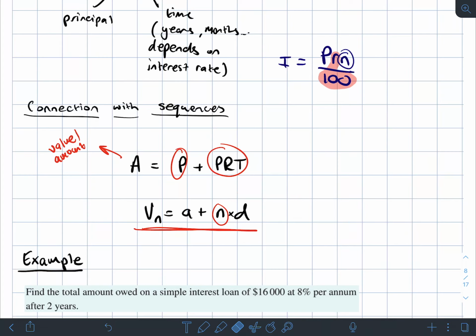Okay, so let's connect this formula to the simple interest formula. This A here represents Vn, which is just the value at some point. This P here is the initial term, which is the V0. And then this PR, that is the common difference. So that's just finding the percentage of the principal, which is the interest. So that's the common difference there. And then this T just represents the n, so whatever term we are in the sequence.